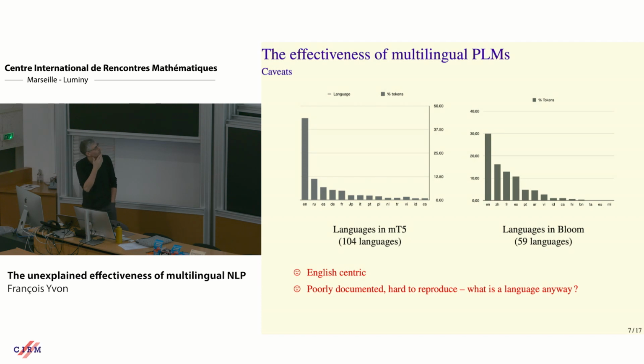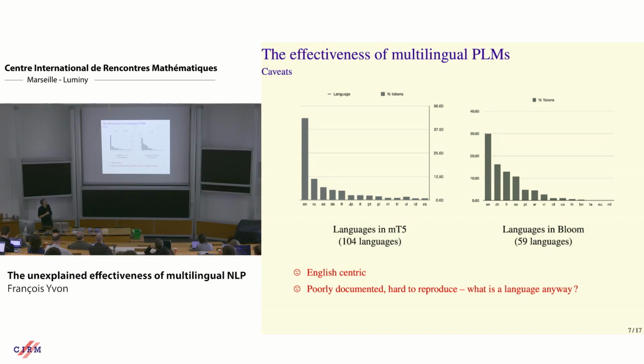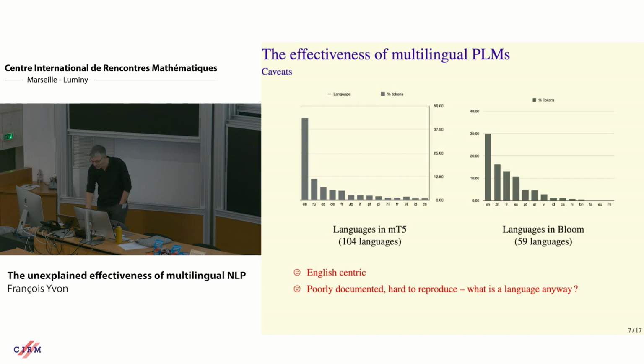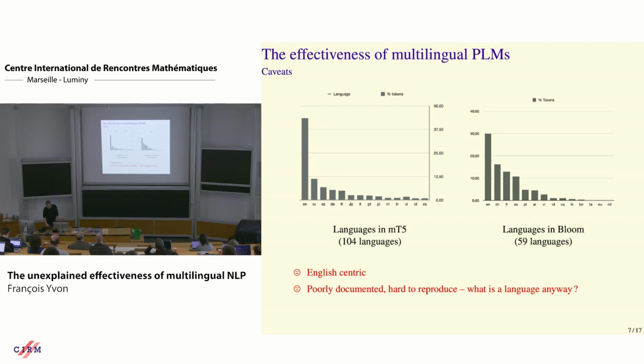So this is the distribution of languages you get in your training data, if you look closely at what it contains. One of the models is MT5, so you can see the proportion of English sentences in your training data, compared to the other languages. You can see that after the 10 languages, there is hardly any data for this language.